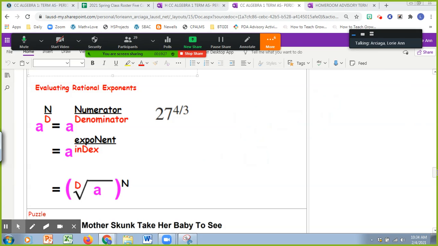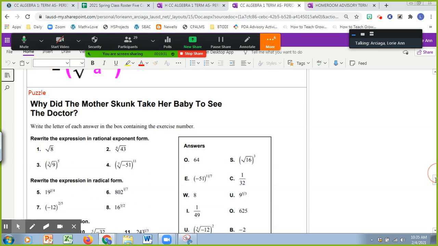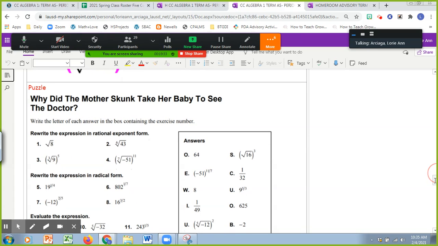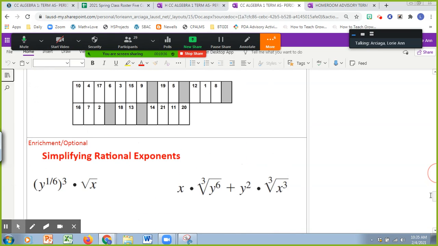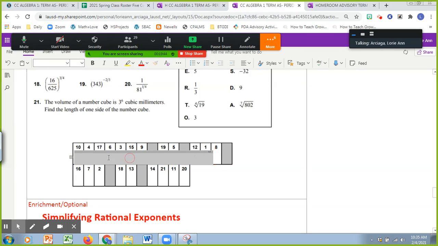Who among you started on the puzzle last time? Why did the mother skunk take her baby to see the doctor? When you do the puzzle, you can actually write your answers over here. You can type in a whole text box right here so you can write down the letters. If this is letter A and that's letter C, etc. Okay, so you can do that.